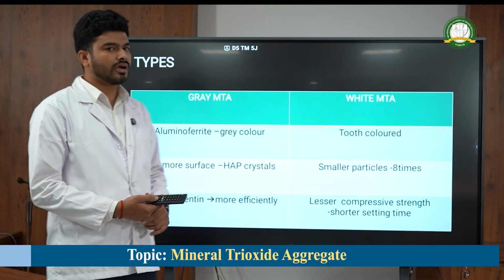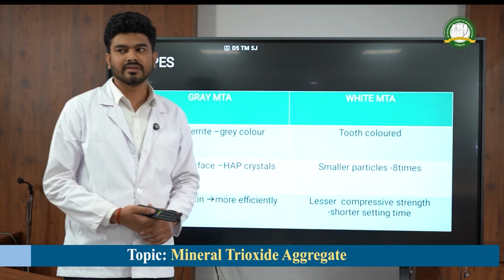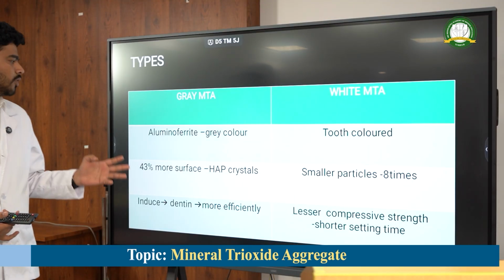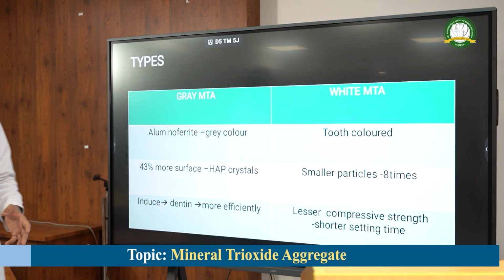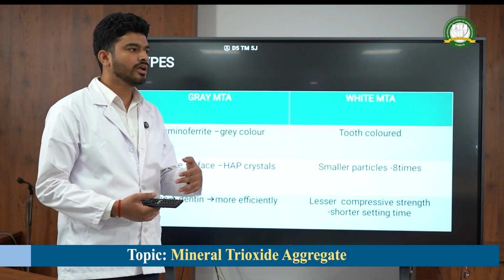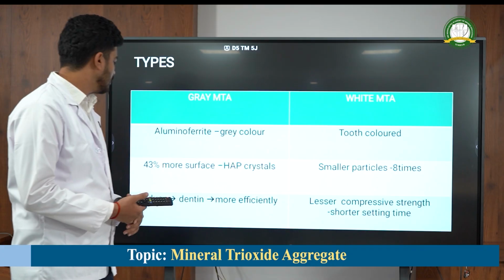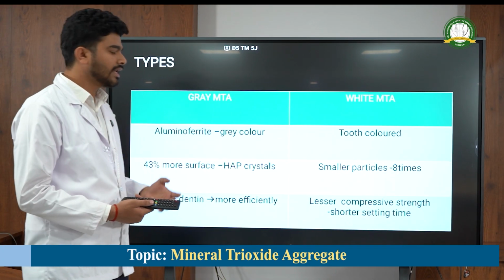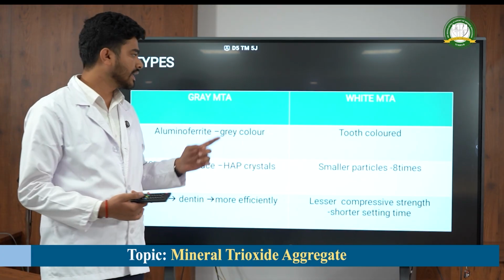Coming to the types of MTA, there are two types: grey MTA and white MTA. First of all, we'll discuss grey MTA. Grey MTA contains aluminum ferrite, which imparts a grey color, and it also has more hydroxyapatite crystals, 43%, so it helps with remineralization and secondary dentin formation. It induces dentin more efficiently, but it has one disadvantage: it is grey in color.